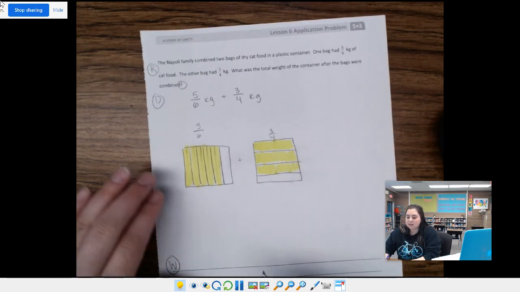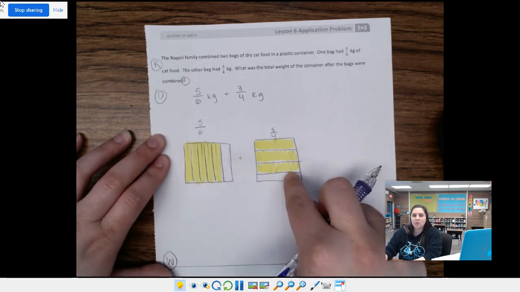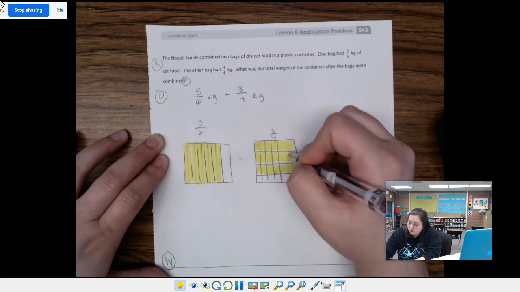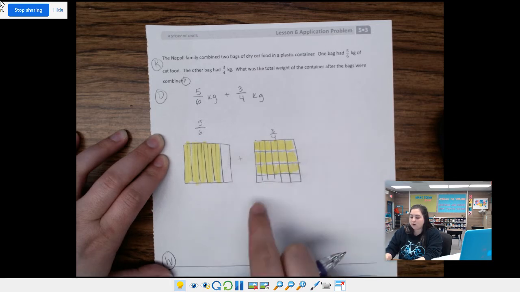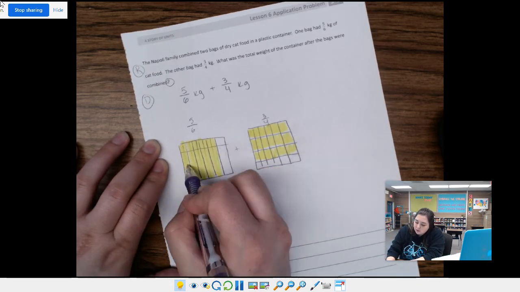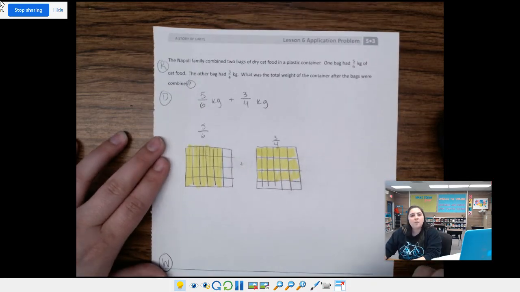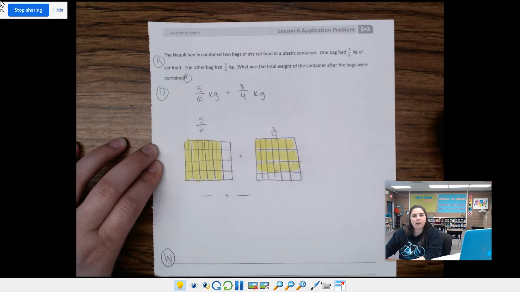Let's make equal sized pieces. So I have 6 columns. I'm going to do the same thing over here. 1, 2, 3, 4, 5. So now I have 6 columns. And I have 4 rows. Let's do that over here. There we go, 4 rows. Pause the video, figure out what new fractions are we working with.